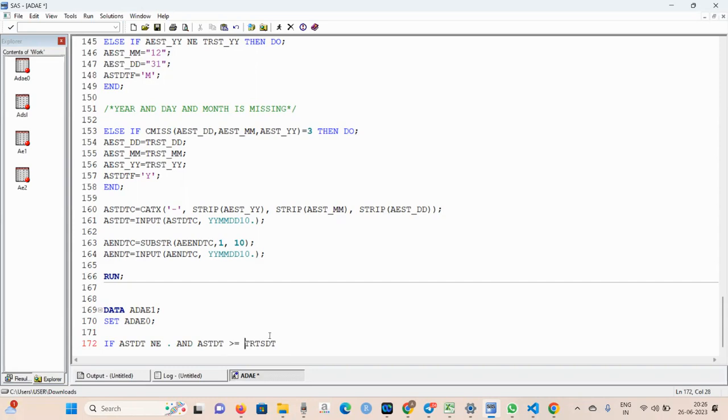They will ask you what is the derivation for the treatment emergent flag. There is a difference between analysis start date and adverse event start date. Analysis start date we usually populate whenever you have partial dates. Whenever there are partial dates, you do all the imputations, and at the end you map them to the analysis start date. And the same goes for the analysis adverse event end date. So there is a difference. I'll explain one thing.